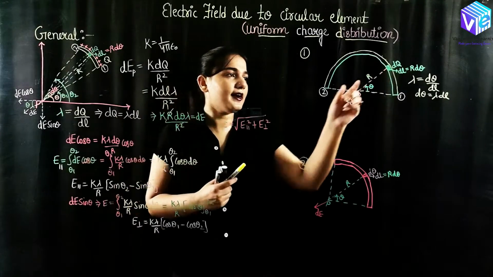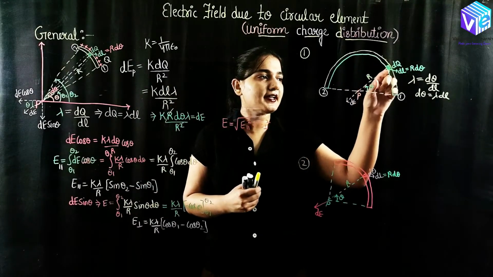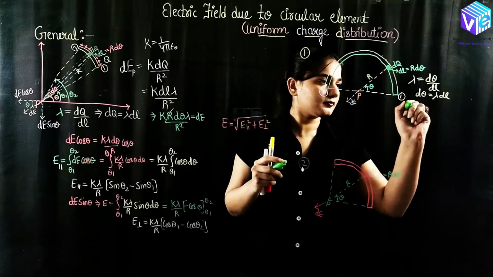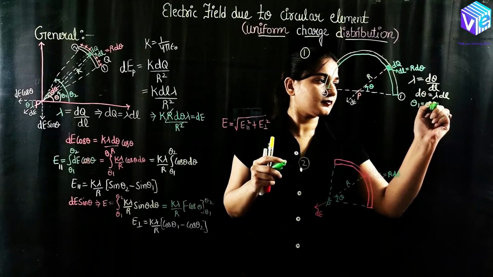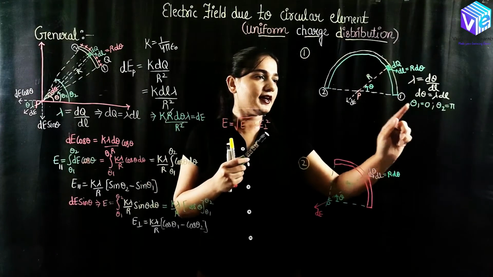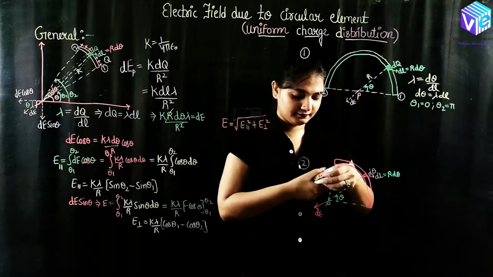Okay, so now here if I see this figure, from this figure I can find out what my theta 1 is. My theta 1 is 0 here, and what is my theta 2? Theta 2 will be pi here.